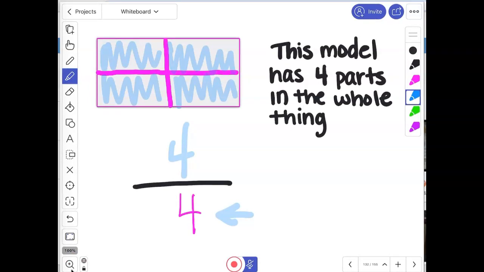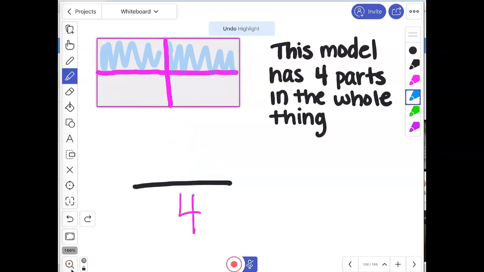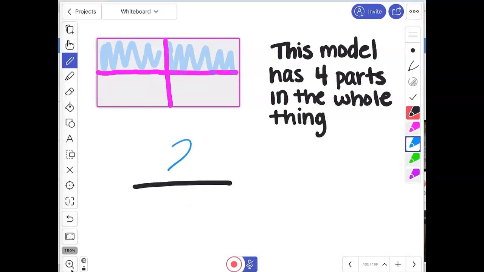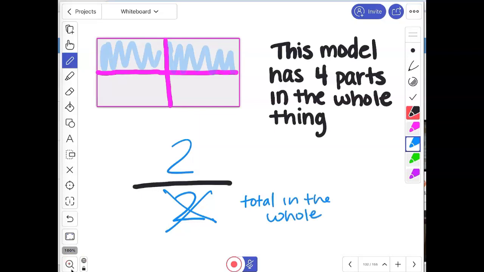It doesn't matter how many parts are shaded, the denominator is still 4 because it's still broken into 4 equal parts. Here are some of the common mistakes I'm getting. The biggest one is I'm seeing people say that, okay, 2 parts are shaded and 2 parts are not shaded. That is not how you write a fraction. This is incorrect. It's the total in the whole as the bottom, regardless of what's shaded. So my bottom has to be 4 because it's broken into 4 parts.